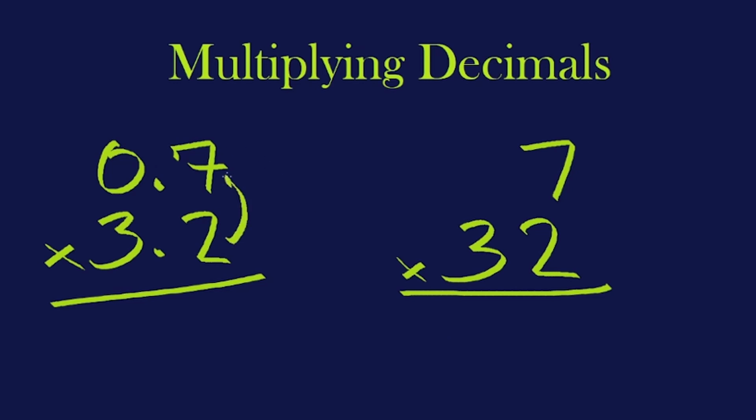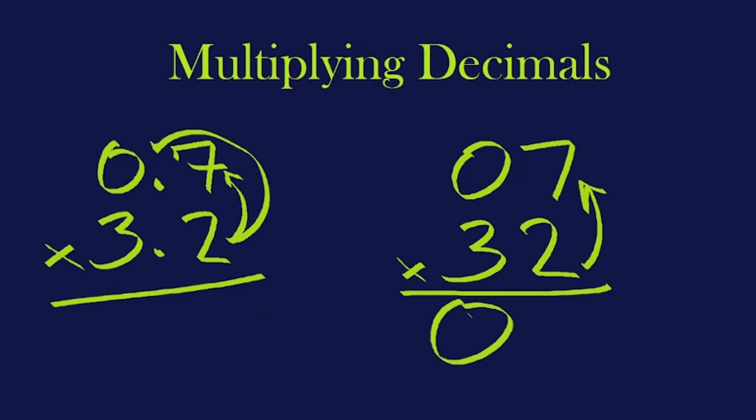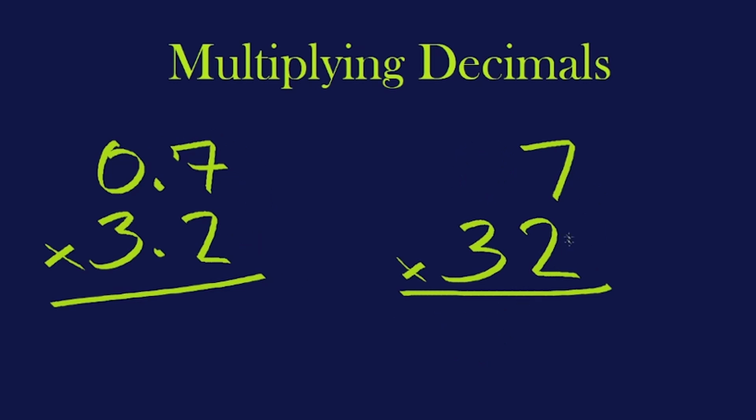This one will start with 2 times 7 and go to 2 times 0. And this one over here would do the same thing with 2 times 7. There is no 0 there, but what's 2 times 0 anyway? It's 0, which means that it won't even change our answer down there. So for a super quick warm-up, let's solve this one.